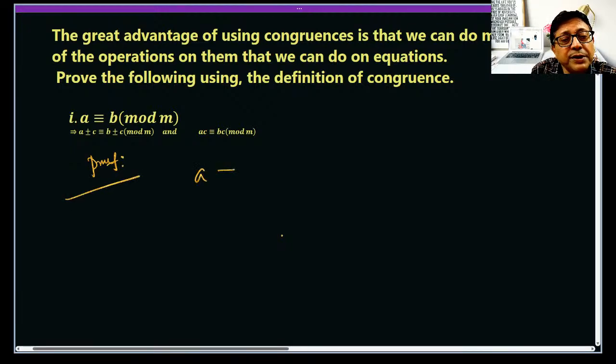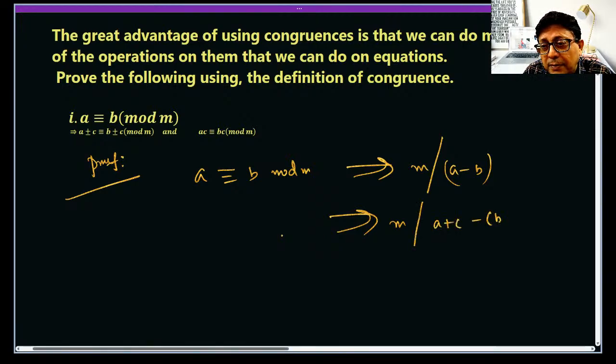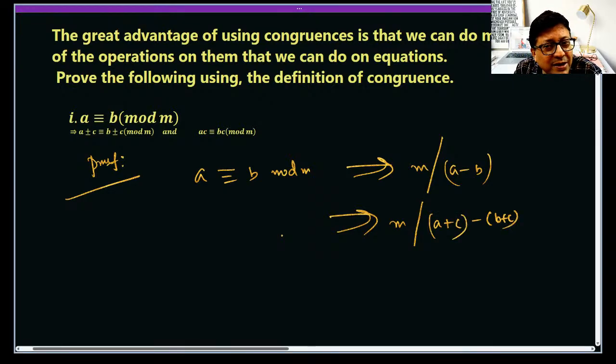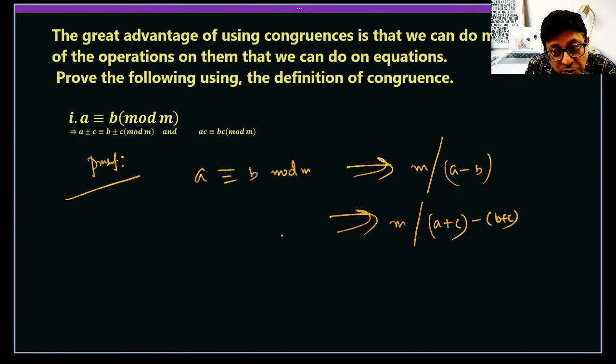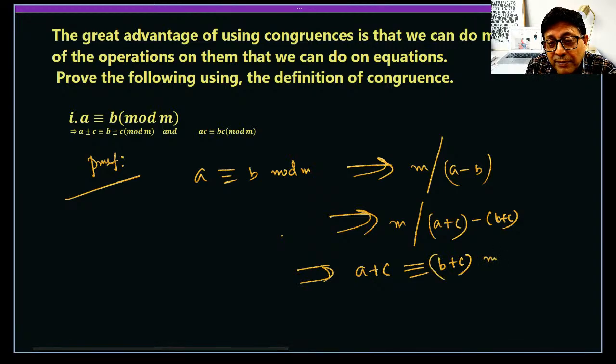A congruent with B mod M. This implies what? M divides A minus B. This implies what? M divides (A plus C) minus (B plus C). Agree or not? If we add C over there, it doesn't matter. So M divides (A plus C) minus (B plus C). Don't you think that A plus C will be congruent to B plus C mod M?